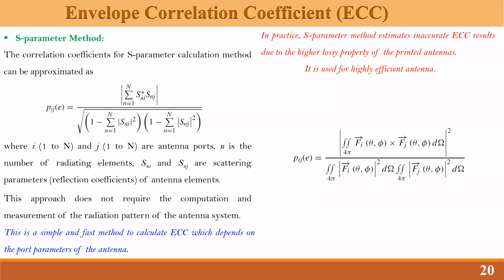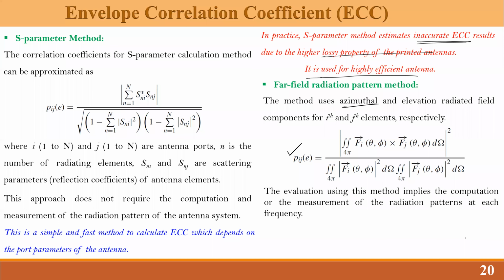One other way to do it is, once you measure the far-field radiation pattern, you can also calculate the ECC from there using these simple expressions. This method uses the pattern that you have taken from the azimuth and elevation planes, and you put these values into these particular expressions to get your ECC. This is the most accurate method, and it will give you nearly exact values of ECC.